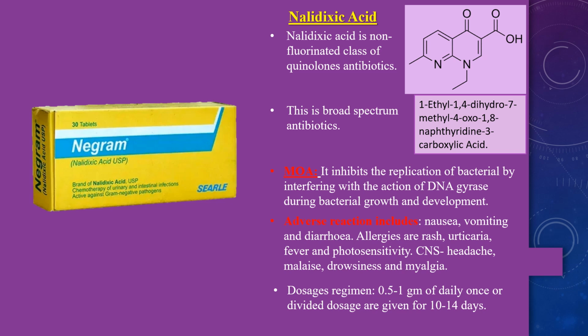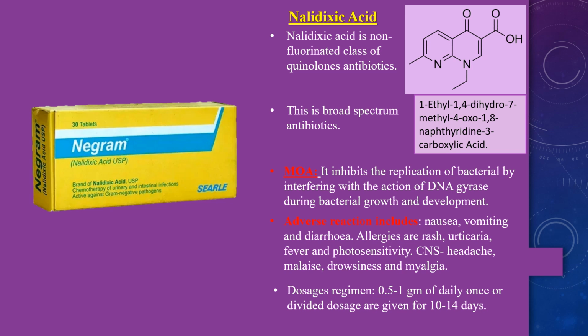Now come to the second ring. In the seventh position, there is a methyl group attached in the ring system, but no fluorine atom is present in the sixth position. That's why it's called a non-fluorinated class of quinolones. But in the eighth position, a nitrogen atom is present. That's why this ring system is known as the naphthyridine ring system.